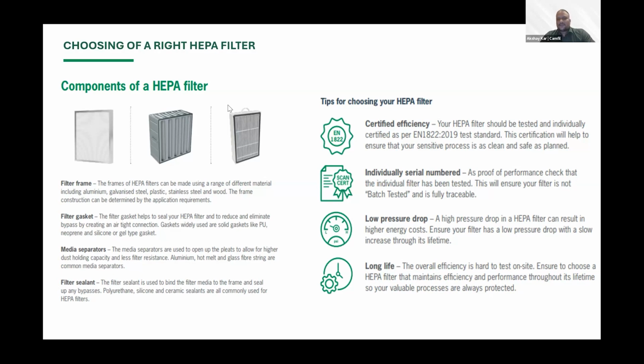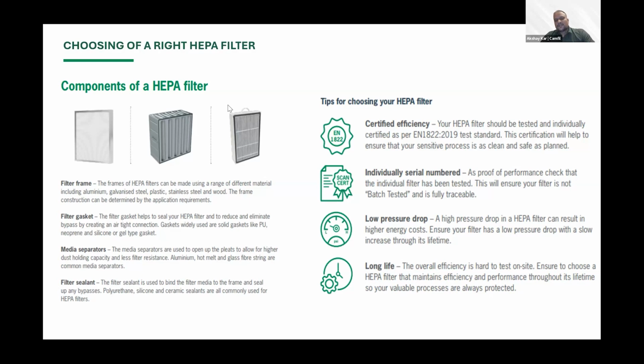Now, tips for choosing your HEPA filter. We should be very clear that the HEPA filter actually delivers the efficiency mentioned on the certificate. It should be individually serial numbered as proof that the performance has been checked and tested. It should not be a batch tested HEPA filter. It should be fully traceable, and each HEPA filter should come with an individual scan test report or test certificate.